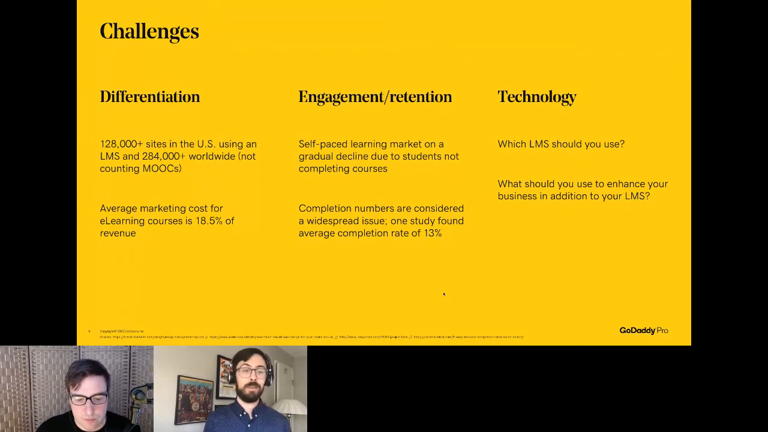I think that maybe a student doesn't complete their course, but that's because they moved on to another one already. If you're still seeing the engagement and the retention there, maybe that completion number isn't the end all be all, but it's certainly an indication of some of the challenges that the industry is facing.